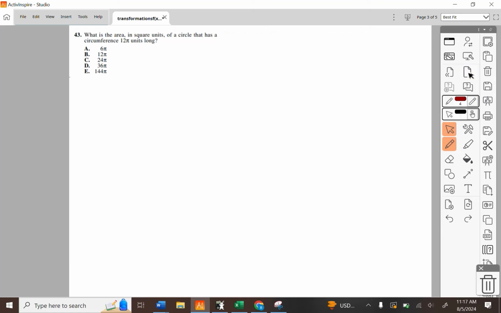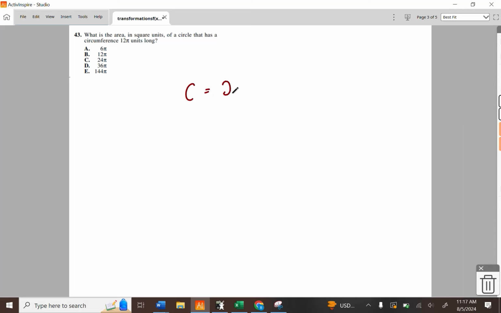43, what is the area in square units of a circle that has a circumference 12 pi units long? So there's two formulas I need to know. I need to know that circumference is twice pi r. And I need to know the area for a circle is pi r squared. So I can take the original circumference and put it right there where C is. And I can say 12 pi must be 2 pi r.